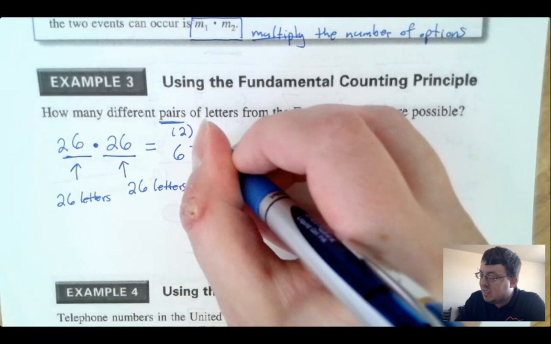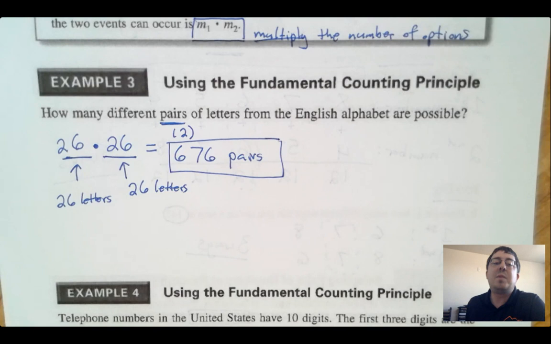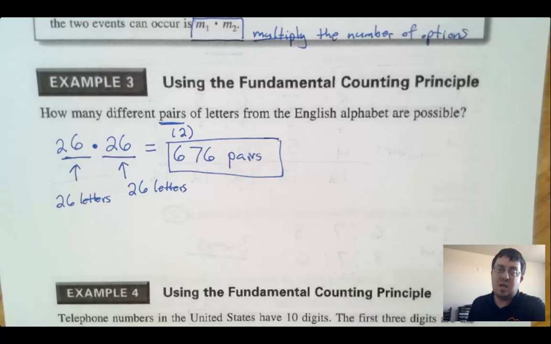The fundamental counting principle. I didn't actually want to write out all 676: A, A, A, B, A, C, A, D. That would be terrible. Don't do it. Okay. So there's 676 different pairs I can get here.